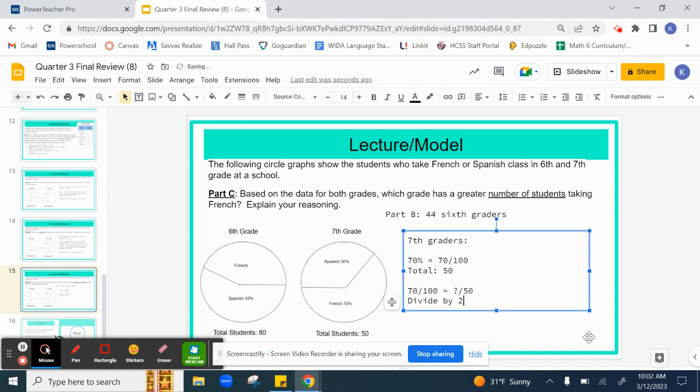Divide by 2 to go from 100 to 50. 70 out of 100 equals 35 out of 50. All right, so that is our final part, and we will stop here. Bye, guys.